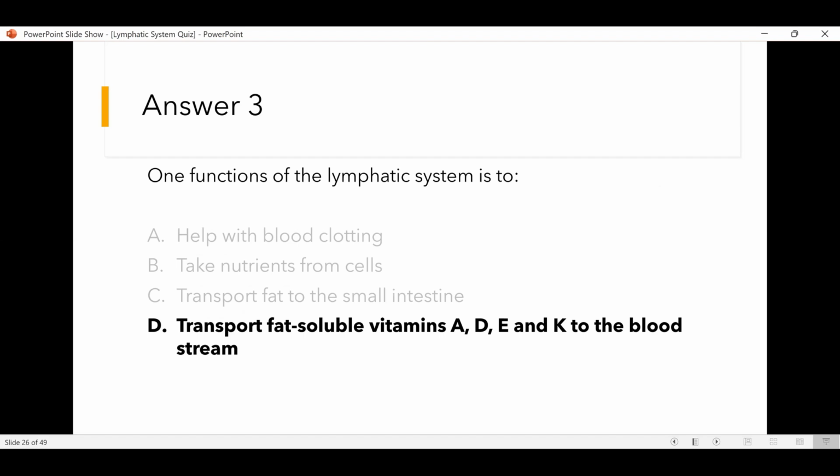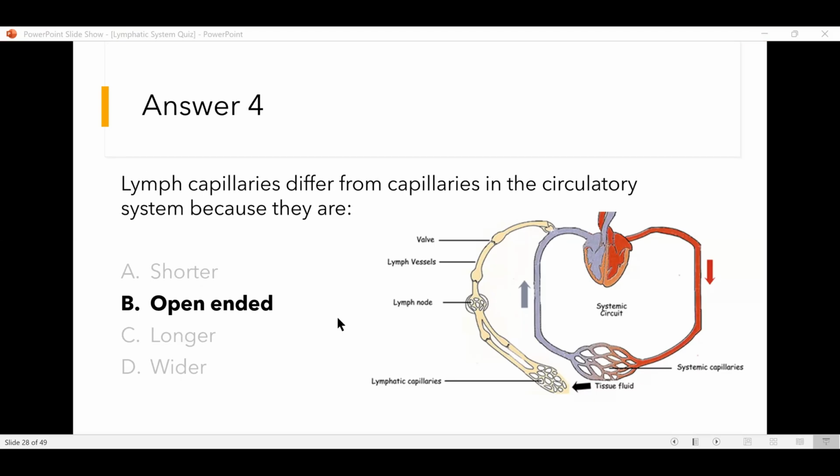One function of the lymphatic system is to transport fat-soluble vitamins to the bloodstream. And it's because the things it's sucking up are things that can't get back into the circulatory system.